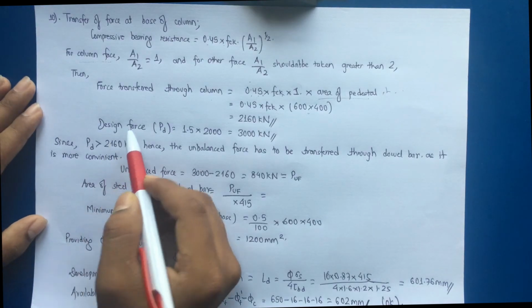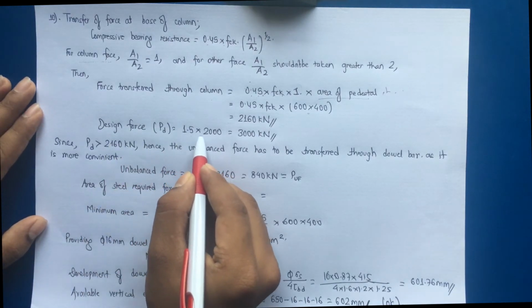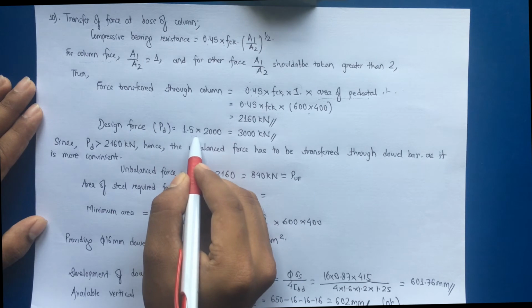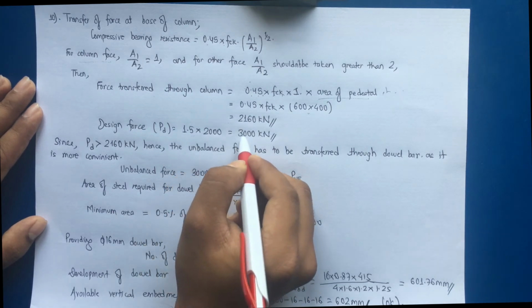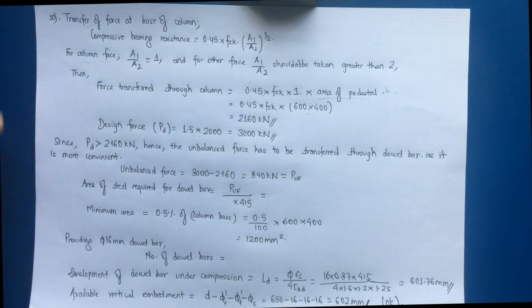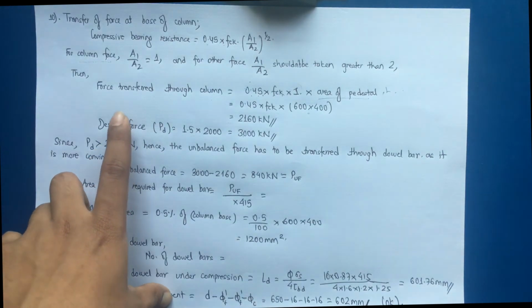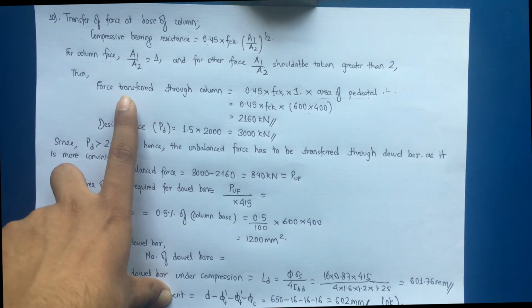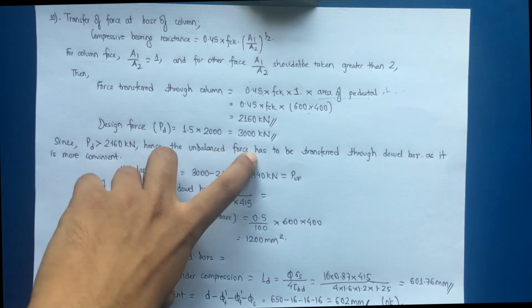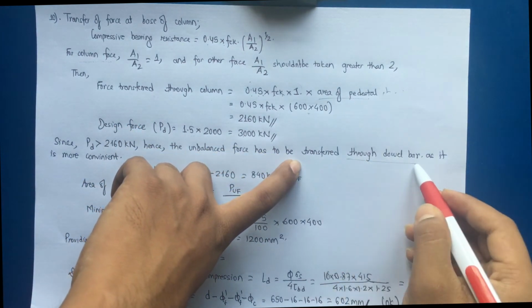But the design force is 1.5 times 2000, that is the service load multiplied by the factor of safety. So this comes as 3000 kilonewton. Hence PD, that is the design force, is greater than the force that a column can transfer through the bearing. So the unbalanced force has to be transferred through the dowel bar.